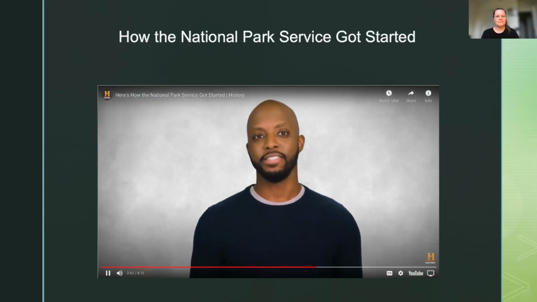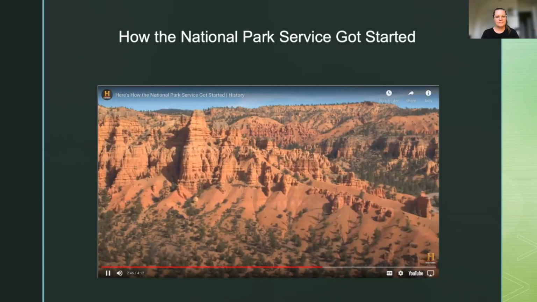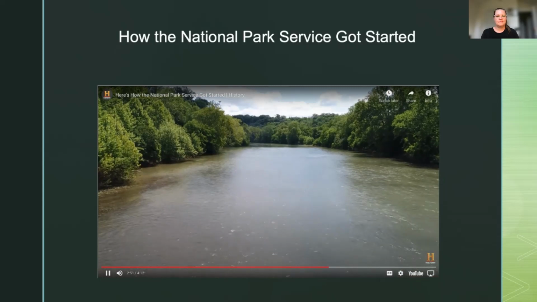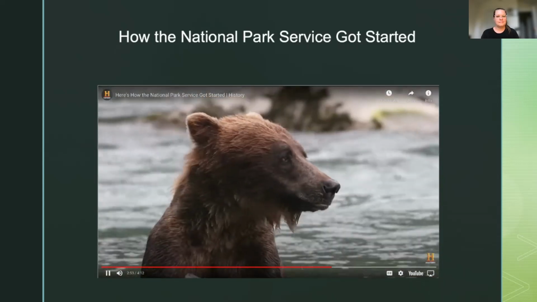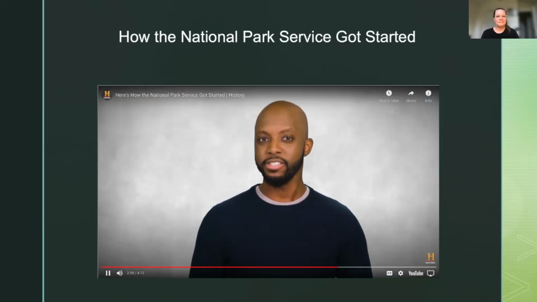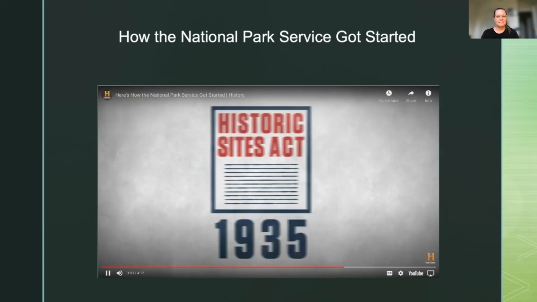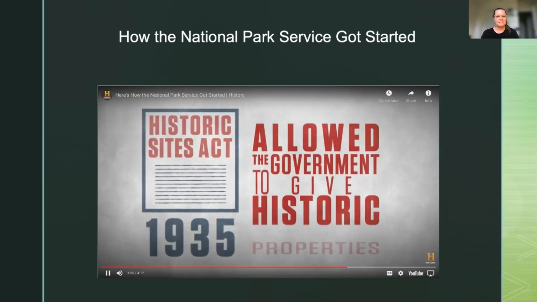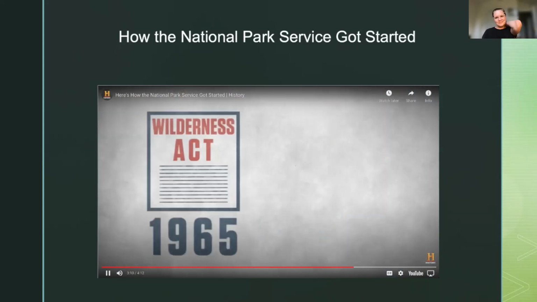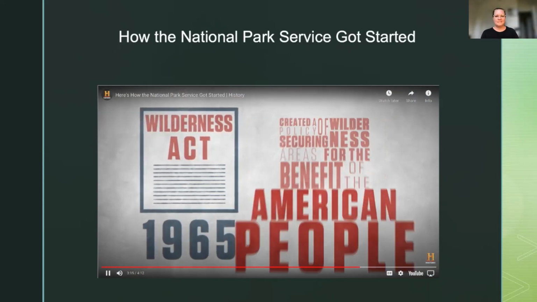Over the next 2 decades, Congress expanded the national park system, adding the Grand Canyon, Bryce Canyon, Acadia, the Great Smoky Mountains, and Shenandoah to the list of national parks. Throughout the 20th century, the service continued to expand, thanks to some important pieces of legislation. The Historic Sites Act of 1935 allowed the government to give historic properties protected status. The Wilderness Act of 1965 created a policy of securing wilderness areas for the benefit of the American people.